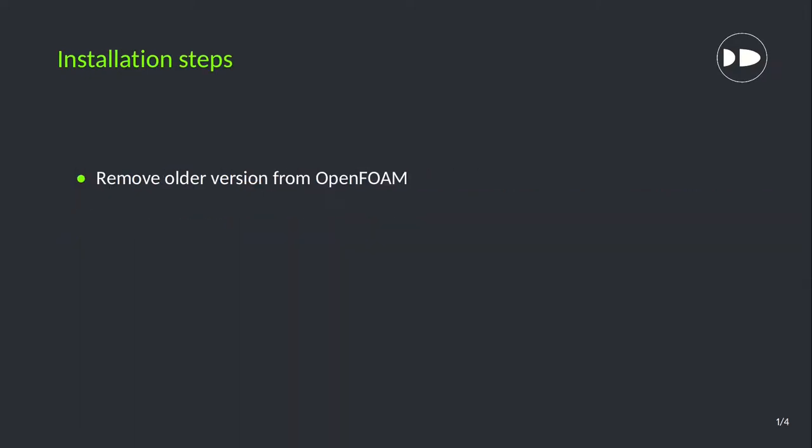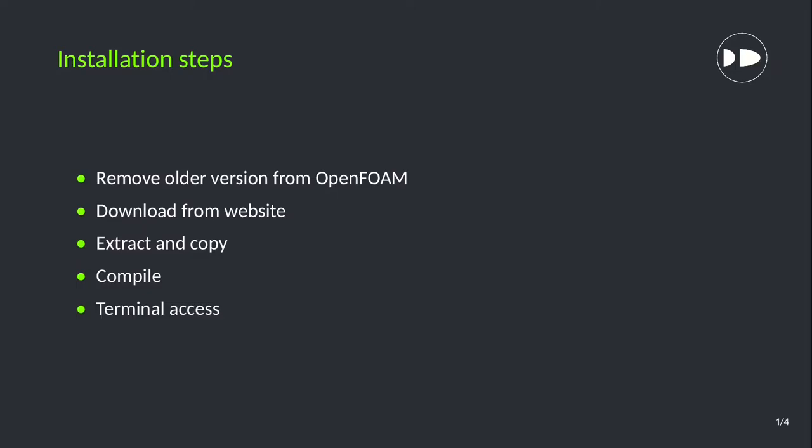So here we have installation steps. First, we will start with removing the older version of ParaView if it exists in our system. Then we will download the latest version of ParaView from official ParaView website, and we will extract it and copy the files into our installation directory. Then we will compile the newer version. After that, we will give terminal access to OpenFOAM so that we can open it through Linux terminal. And at the end, we will create a launcher icon and we will add that launcher icon to our favorite taskbar.